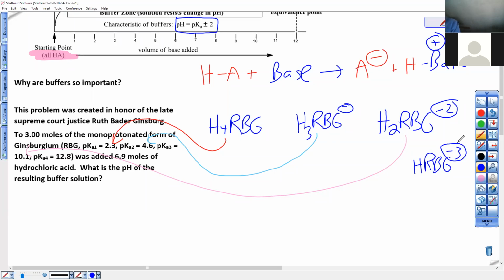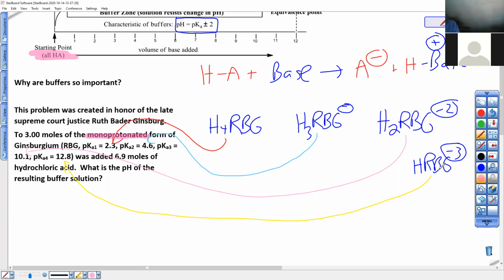And let's look at the words in the question and figure out which species we're actually starting this problem with. And the answer to that is right here. Sorry, I've been writing all over it, but this is a very important word right here. Which of the 4 species over here is the one that is monoprotonated?